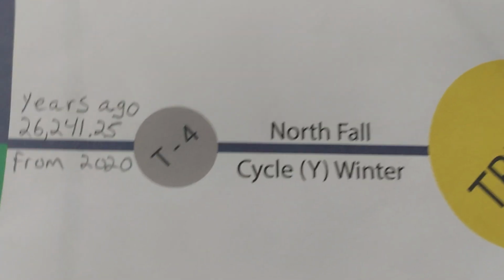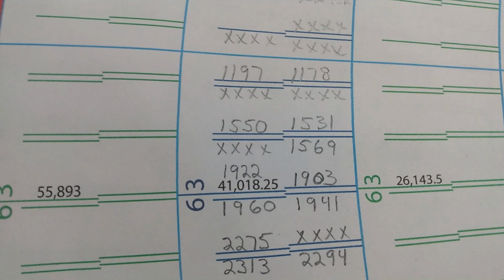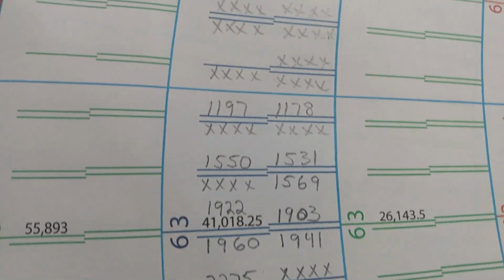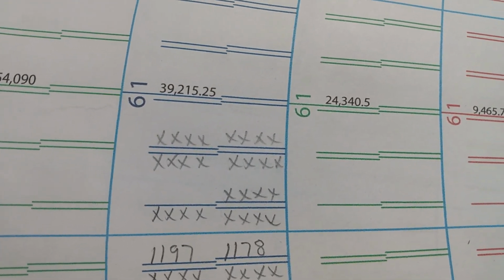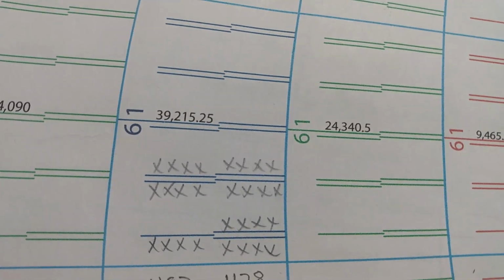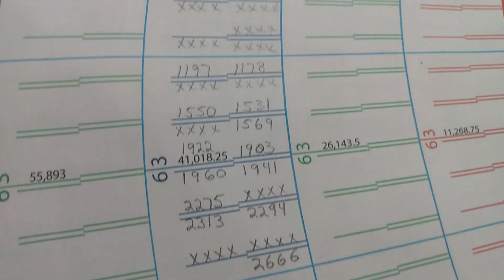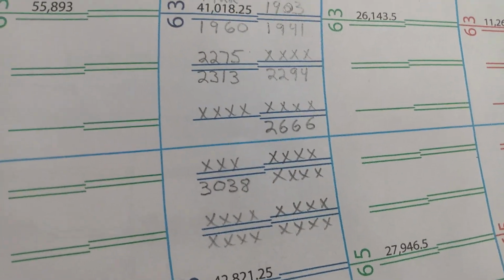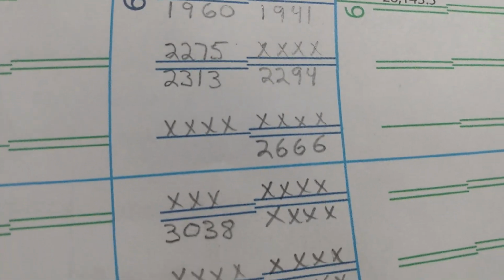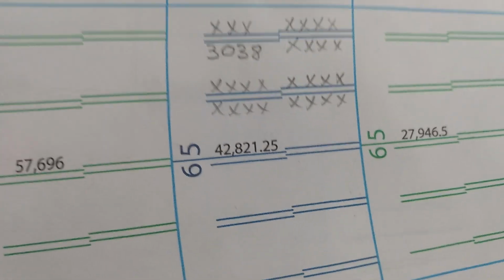This is cycle Y winter. So there's these that occur in this time, going backwards. The last one going backwards is 1178. Beyond that, non-existent. Moving forward in time, still showing up a little bit after 2038, non-existent.